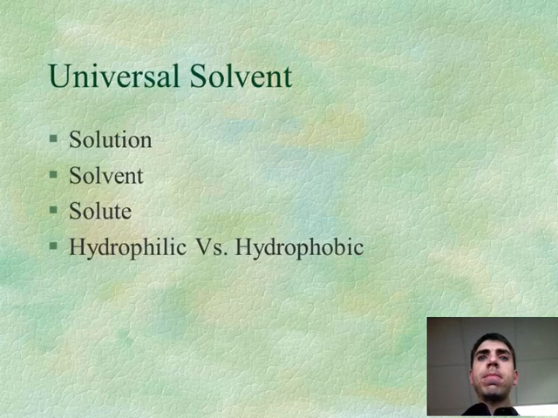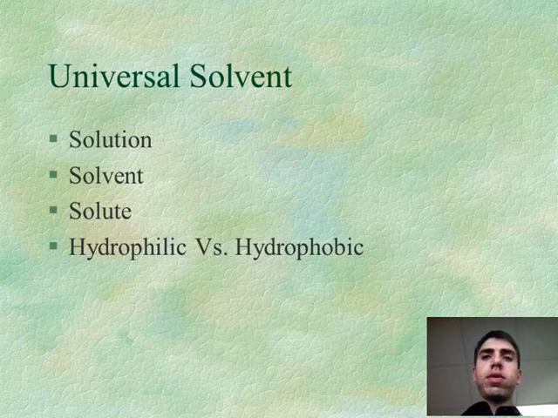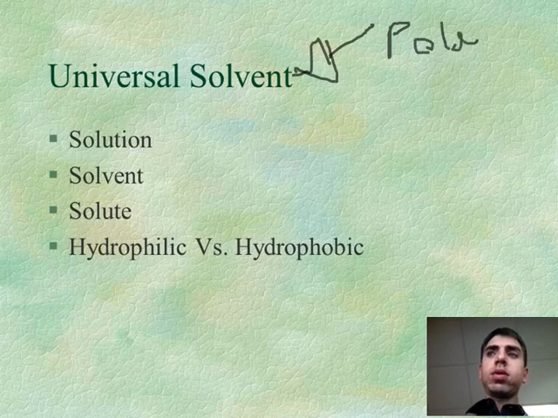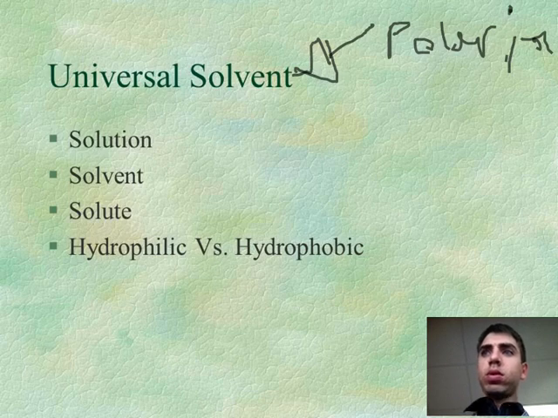The final idea here is universal solvent. Again, we have the polarity and the hydrogen bonding, and the reason for this universal solvent is the polarity. The polarity causes hydrogen bonding.